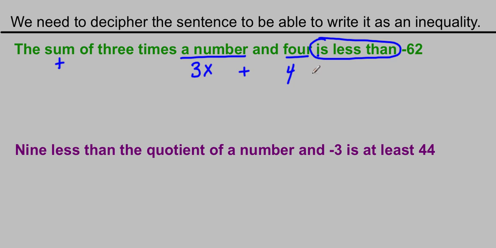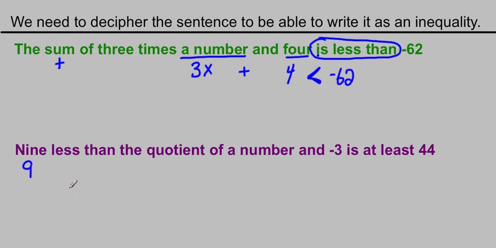So we want less than. So we're going to put in our less than negative 62. So the sum, adding together, of 3 times a number, 3 times x, and 4, so plus 4, is less than negative 62. Let's try the next one.